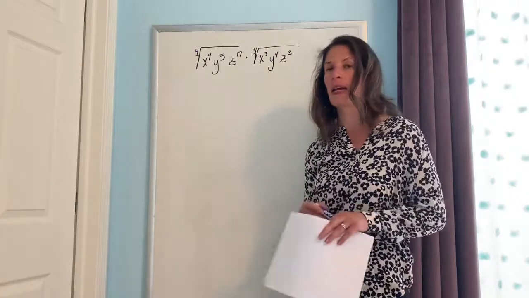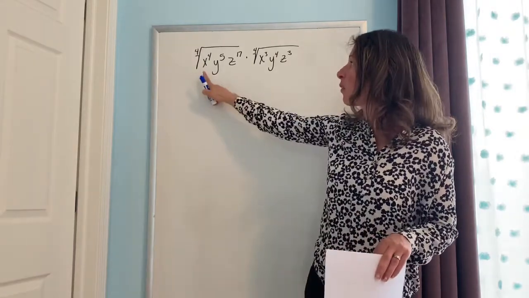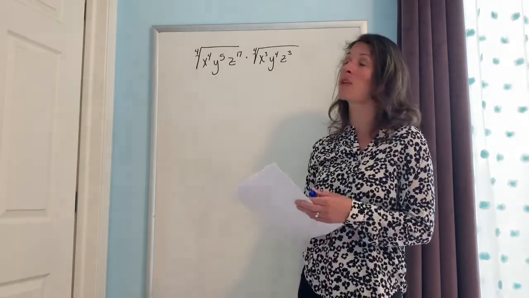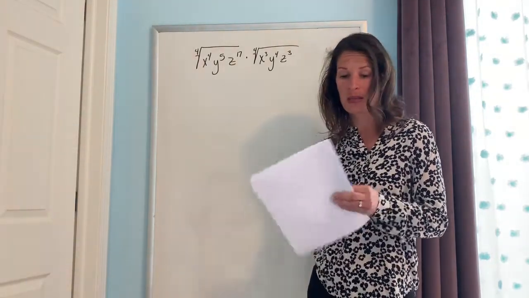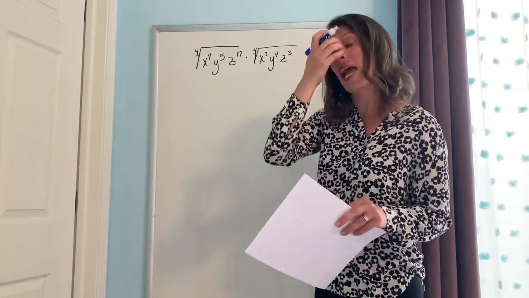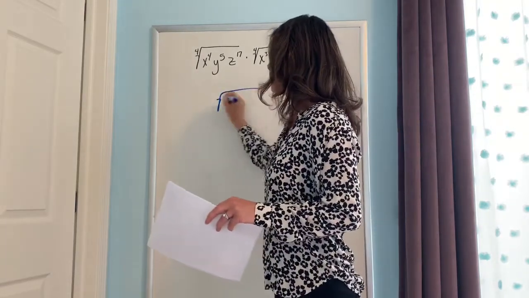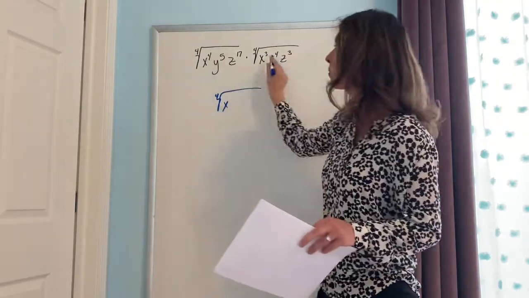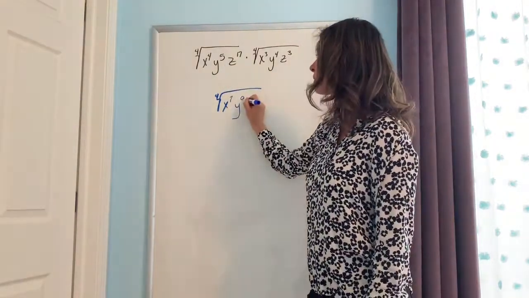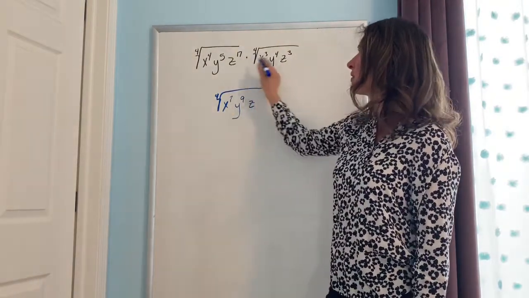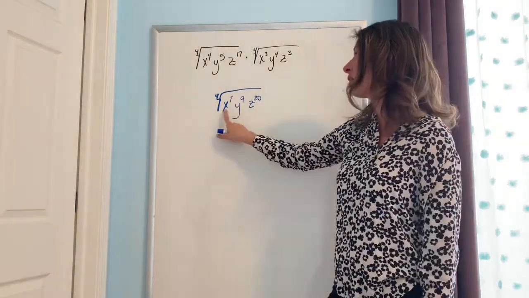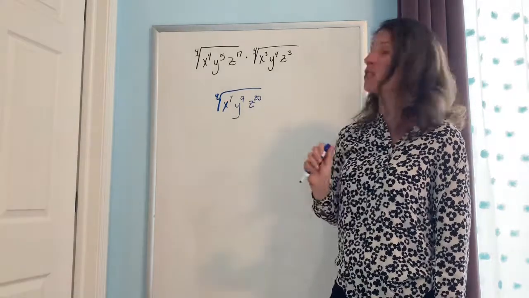Okay, let's look at number 9. So we have the 4th root of x to the 4th, y to the 5th, z to the 17th, times the 4th root of x to the 3rd, y to the 4th, z to the 3rd. Now, all we have to do is, when we're working with variables, we are going to add the exponents. So we'll end up with the 4th root of x to the 4 plus 3 is 7, y to the 5 plus 4 is 9, and z to the 17 plus 3 is 20. Then I'm going to write out each one of these, 7 x's, 9 y's, 20 z's.